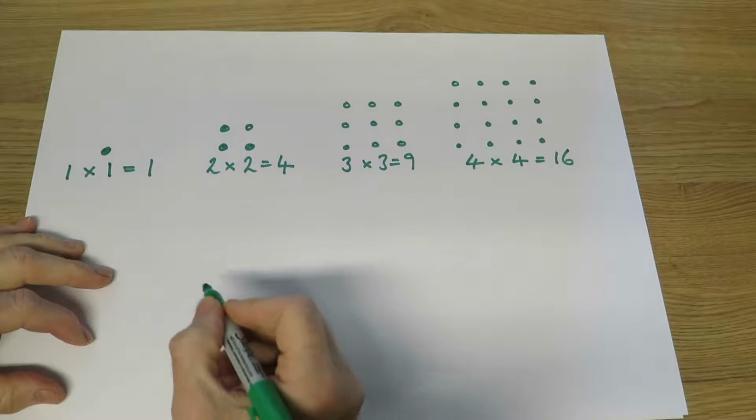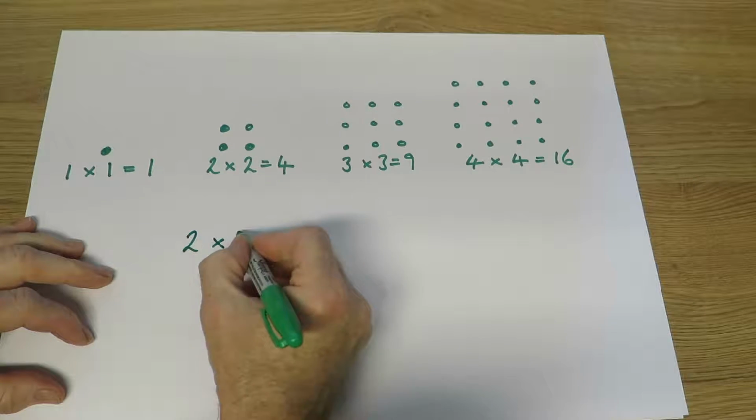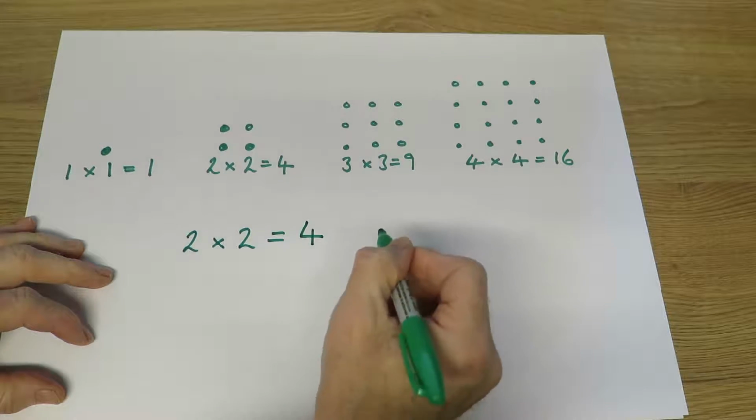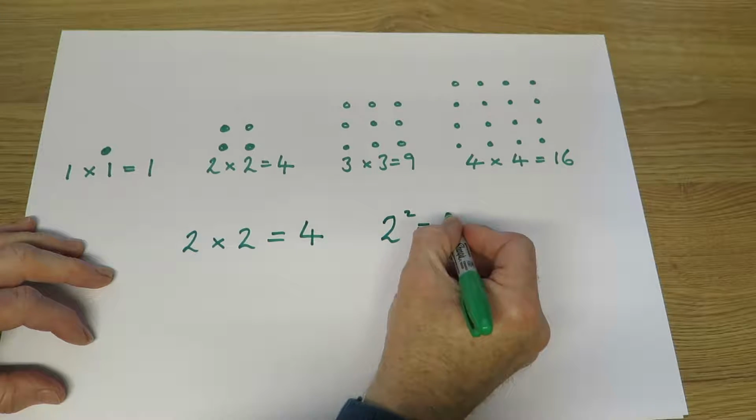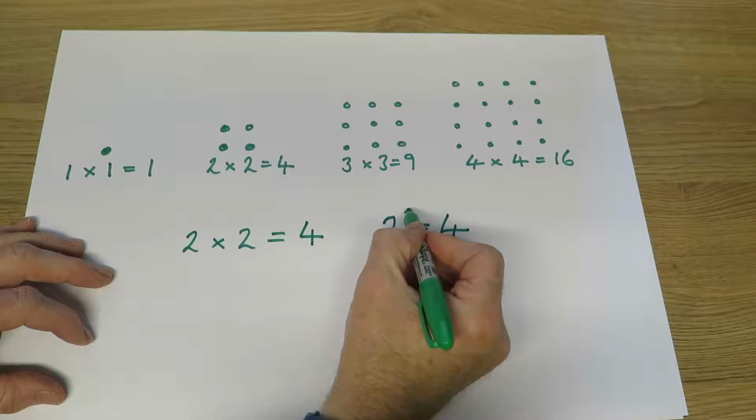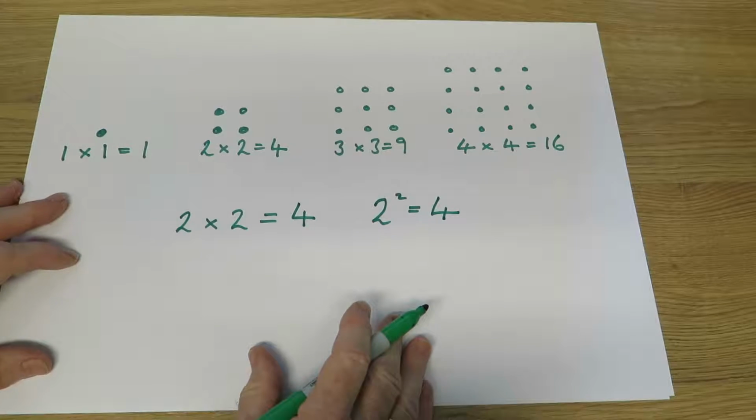They won't need to draw the pictures. They will know that 2 2s are 4. And they may be shown to write it like this. 2 squared equals 4. And the little 2 shows that there are 2 2s multiplying themselves.